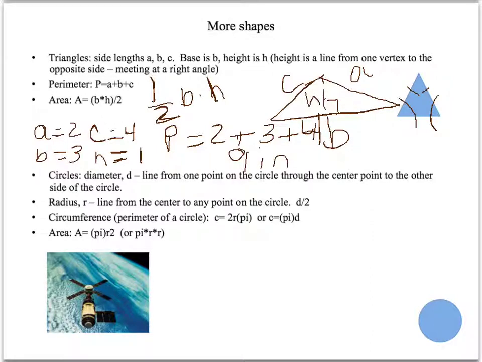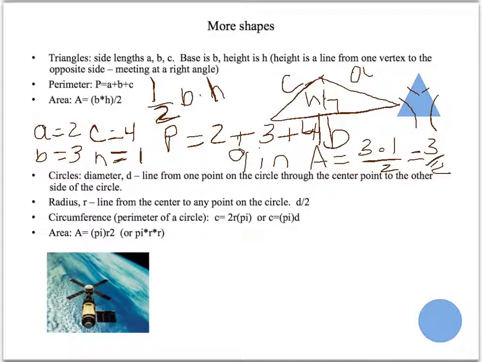My area would be my base times my height. So B is 3 times 1, all divided by 2. So it would be 3/2.